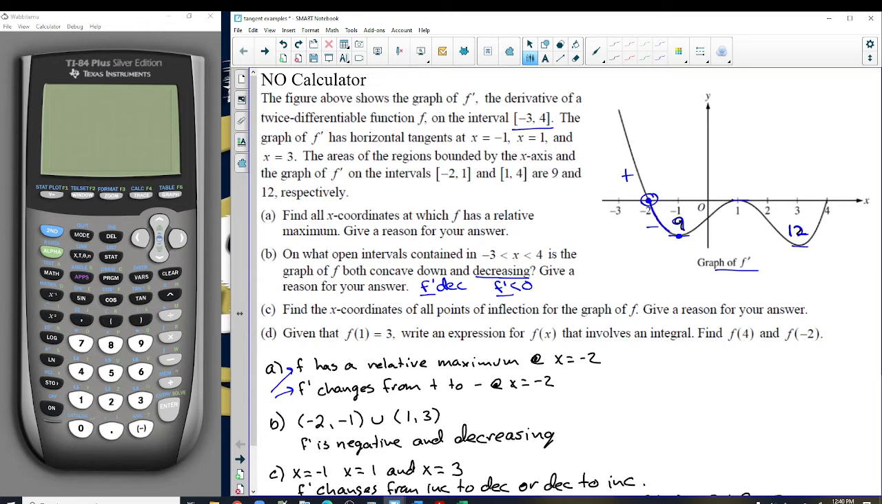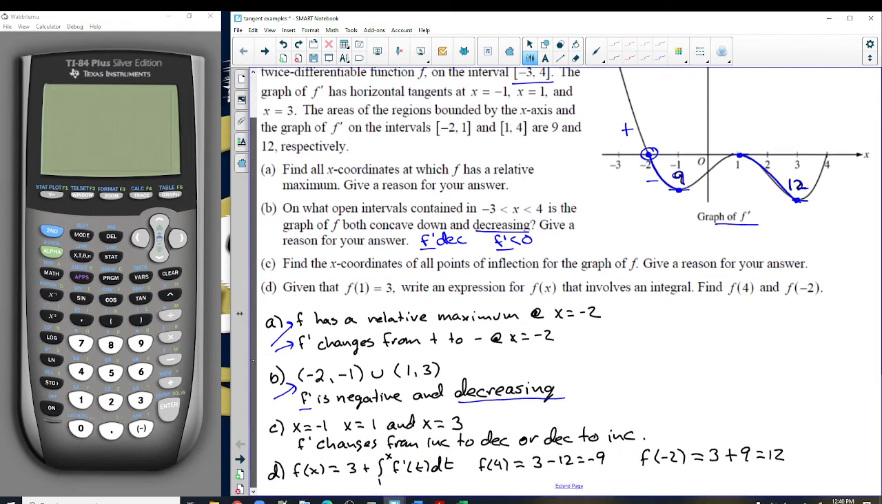f prime is decreasing and negative. And then from 1 to 3, f prime is decreasing and negative. That's what we have for an answer: -2 to -1 and 1 to 3. f prime is negative and decreasing. Now this suggests that the second derivative is less than 0, but we don't have information about the second derivative. We have information about the first derivative.